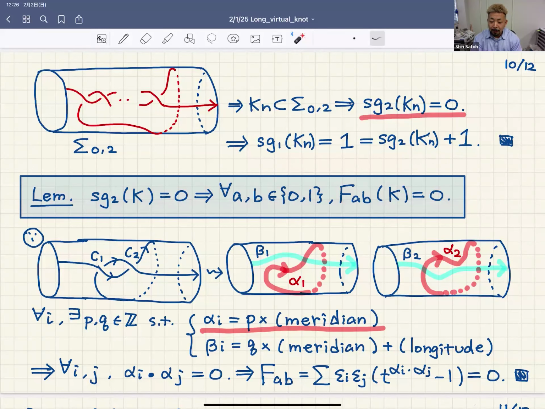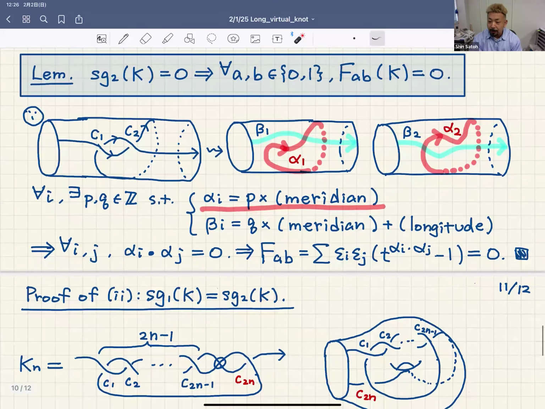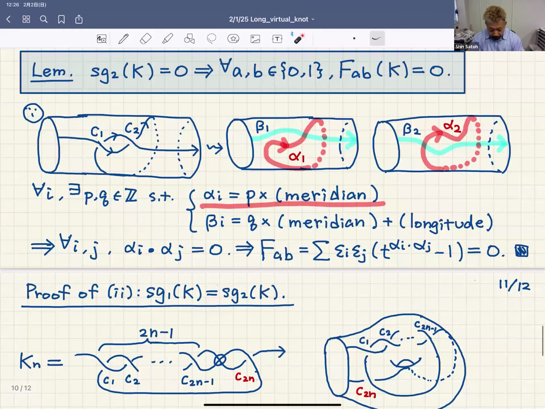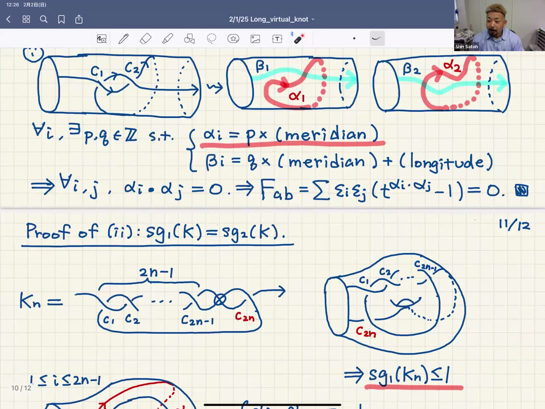By using this lemma, we can prove the second assertion of the theorem as follows. We consider this long virtual knot. This is obtained from a 2n plus 1 torus knot by replacing the second crossing from the right with a virtual one. Then Kn has a surface realization on the one-punctured torus as shown in this figure, so the one supporting genus of Kn is at most 1.